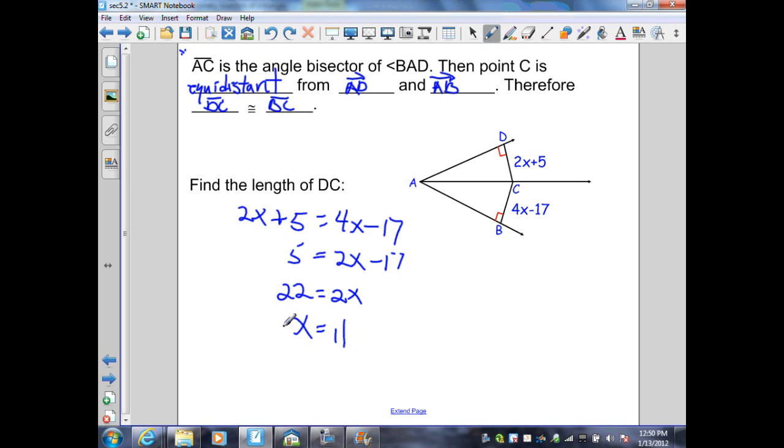But they didn't ask us to find the value of x. We needed to find the value of x, but what they want us to do is to find the length of DC. Therefore, I just substitute into DC, which is 2x plus 5, x is 11. And when I simplify, 22 plus 5 is 27. Therefore, DC is 27, and also BC is 27, since they are congruent.